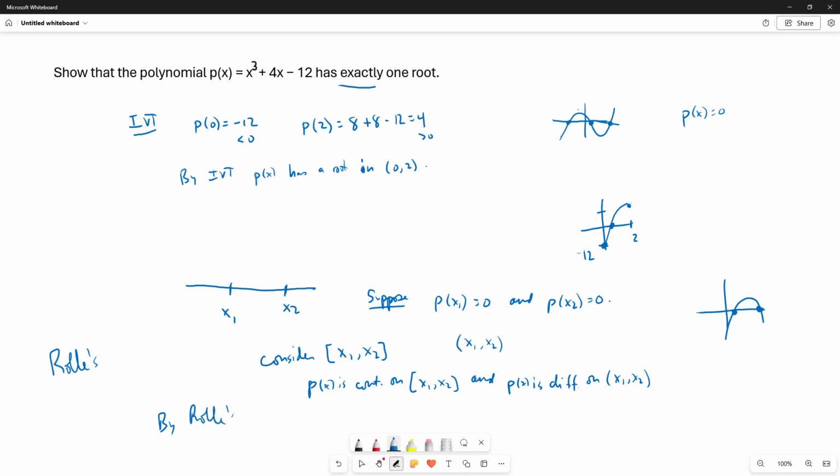by Rolle's theorem, there is a number C in the interval from x1 to x2 such that P prime of C is equal to 0. This is what Rolle's theorem tells us. So again, if there are two roots, x1 and x2, so that P of x1 is equal to P of x2, then somewhere in between there is a critical number C where P prime of C is equal to 0.